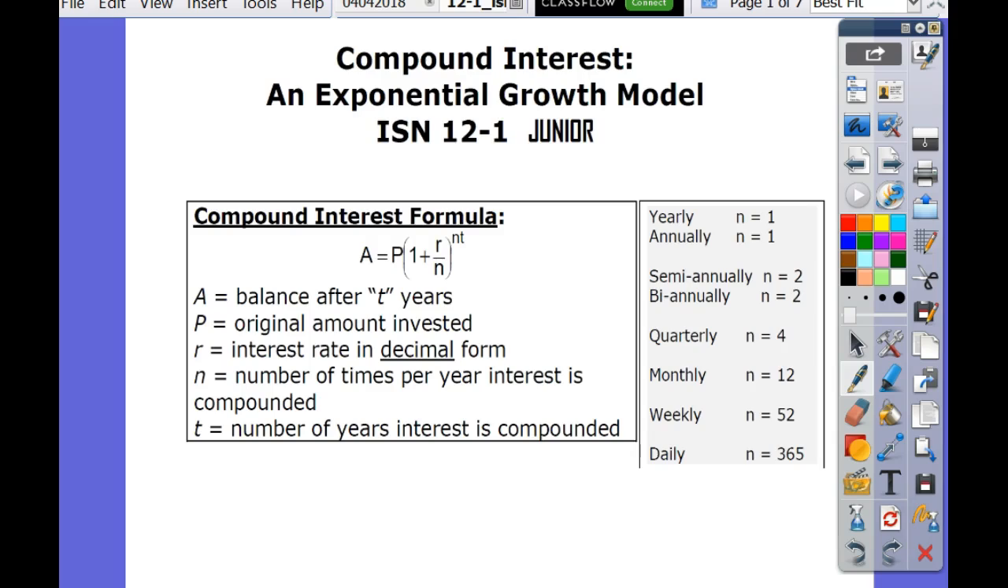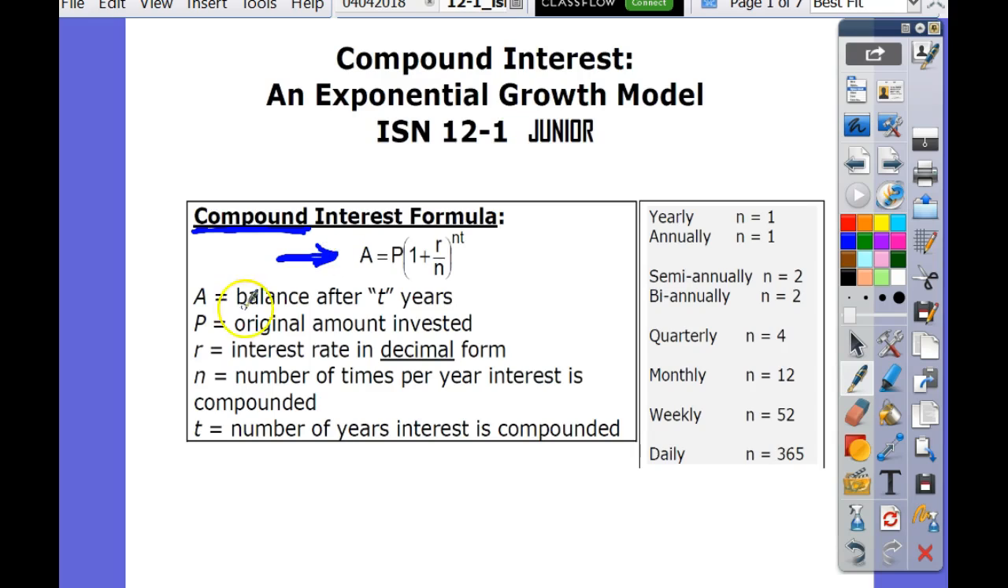This is the equation that we're going to use. This equation right here is the equation that we're going to use to figure out interest. Not just any interest, but compound interest. And so we'll be talking about what it means to be compound interest. And so if we have this equation, we got to know what all those letters stand for.